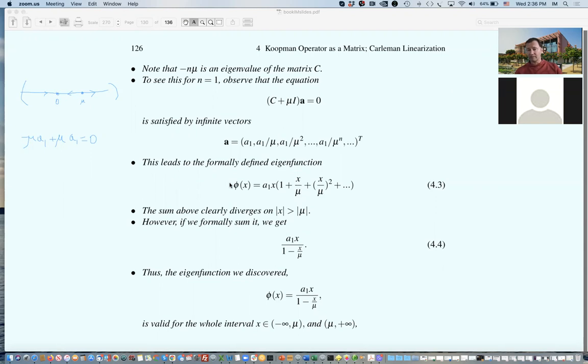So it could be computed in principle from data. I didn't give the full set of recipes on how to compute eigenfunctions from data, but believe me for now, and I'll present this in the next lecture. Now, the eigenfunction that we discovered is valid for the whole interval, x from minus infinity to mu, that's an open interval, and mu to plus infinity, so everywhere except for here.